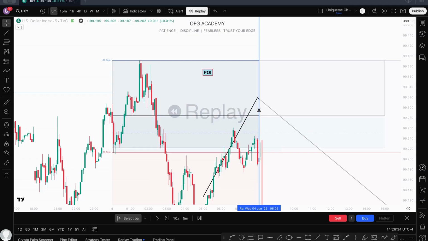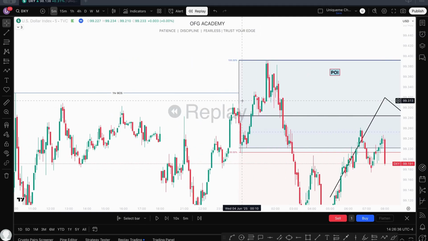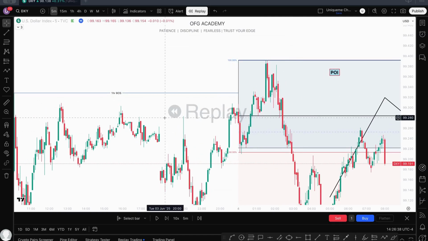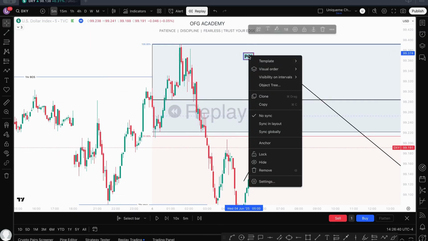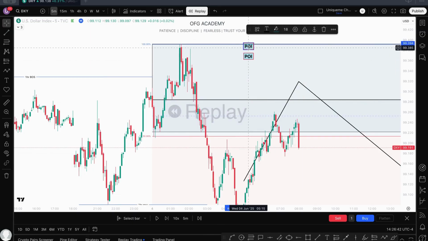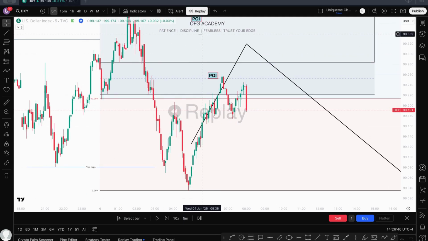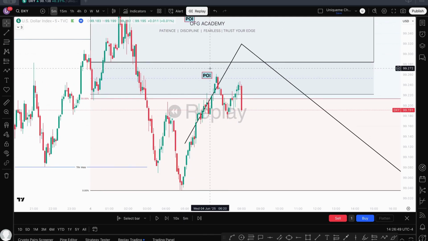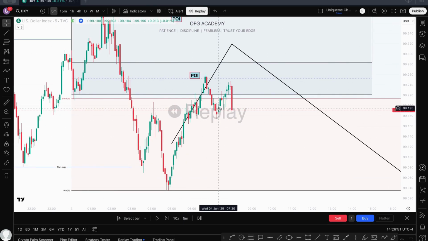What happened? Price is already in the premium zone. We have two POIs. I have this POI here, that's our fair value gap. And I have this POI here as our order block. I have this zone here.